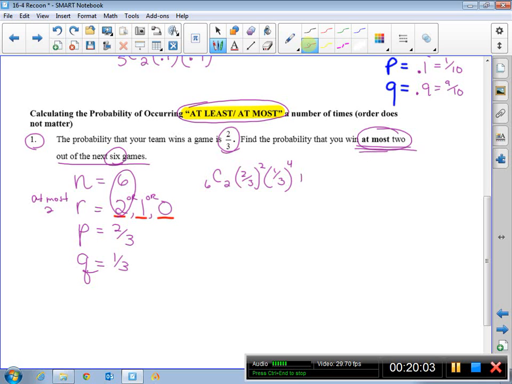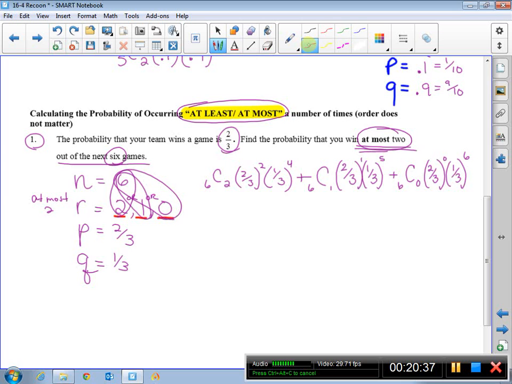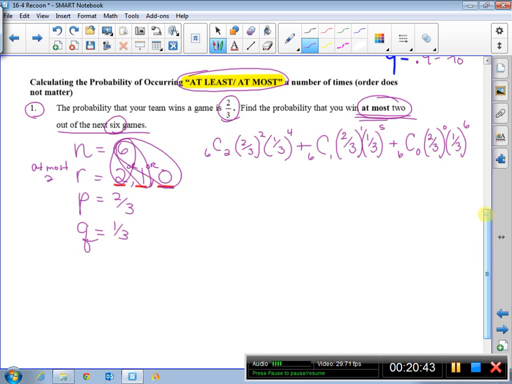And then we have to add, that's our or, and now we're going to do 6 choose 1. 6 choose 1, 2/3 to the first, 1/3 to the fifth, plus our third part, 6 choose 0, 2/3 to the 0, 1/3 to the 6th. If we don't win any games, it means we lost all 6. So these take a lot more work. They're usually worth more credit.